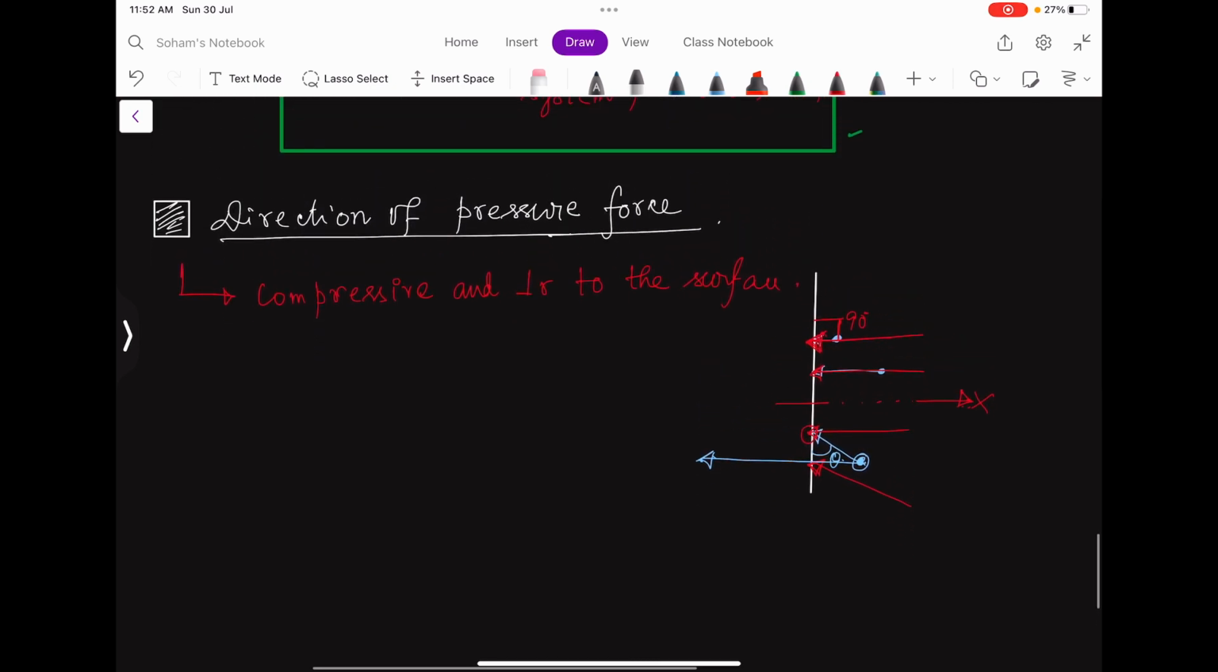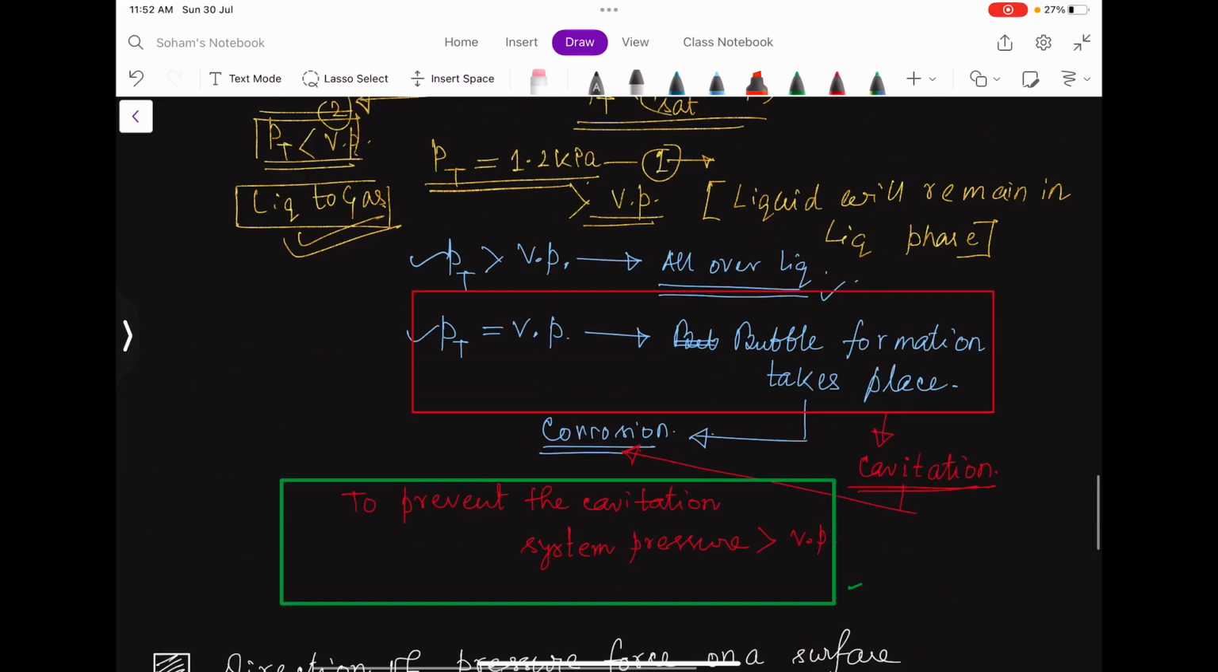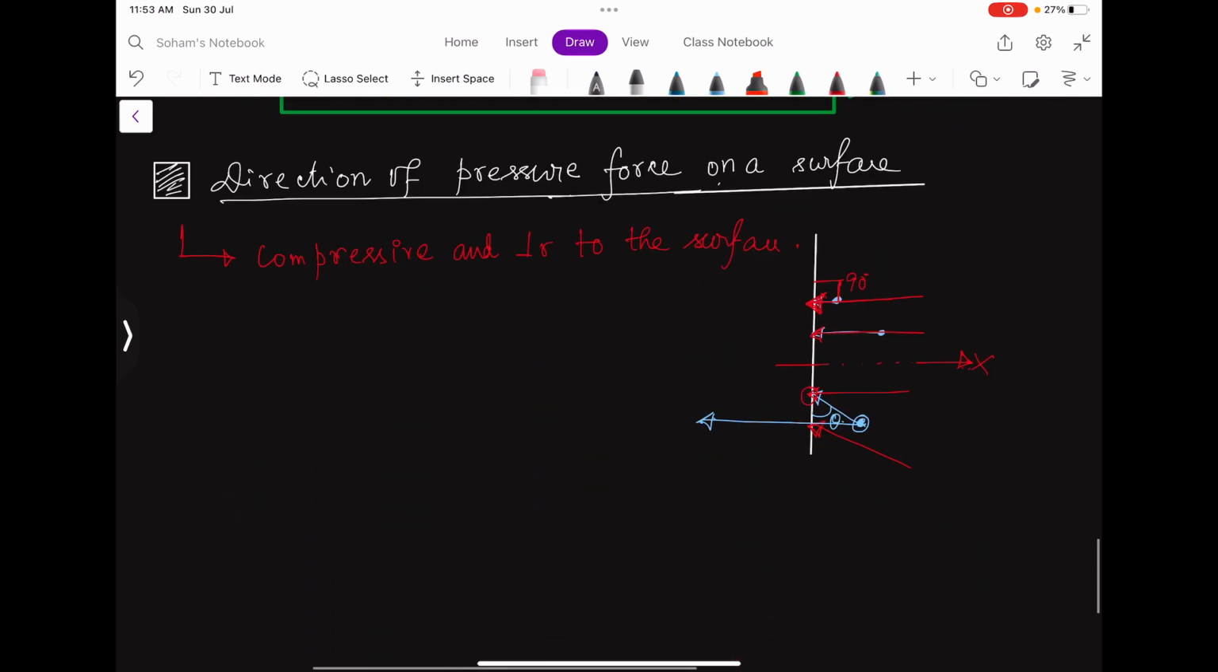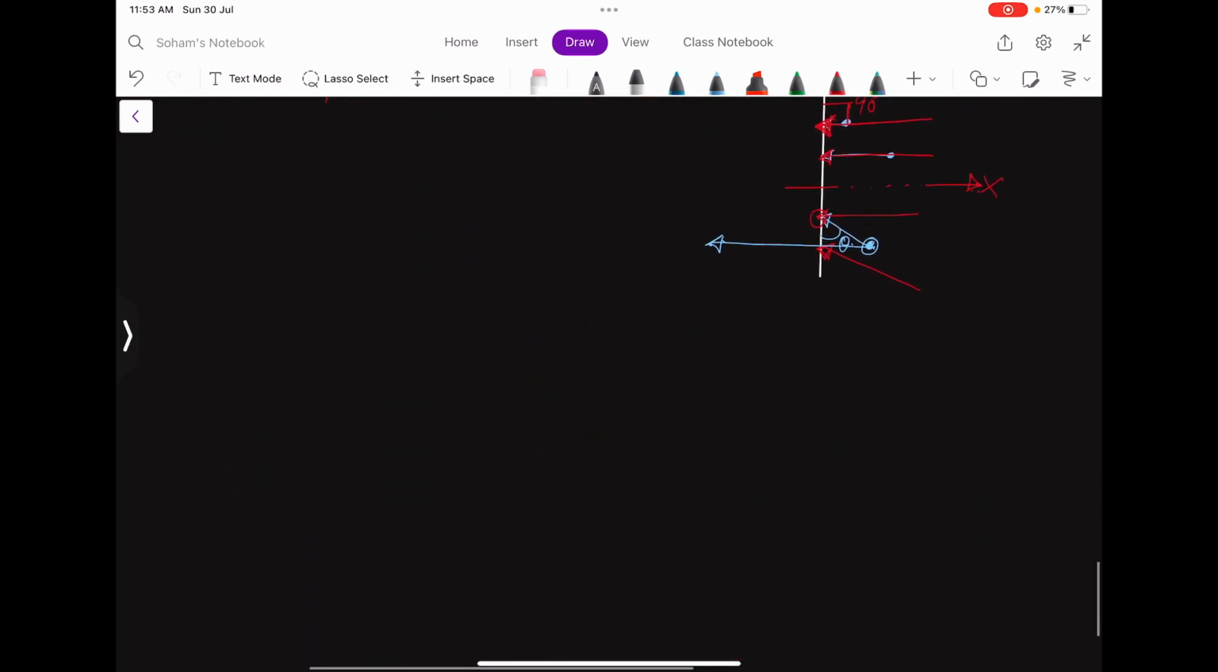So the direction of a pressure force on a surface, I should say like this, because at any point I could think of pressure. That is, if in this container at this point I have to think about pressure, then in all the directions I have the same magnitude of the pressure. Fine. So we have completed everything about the concept of pressure.